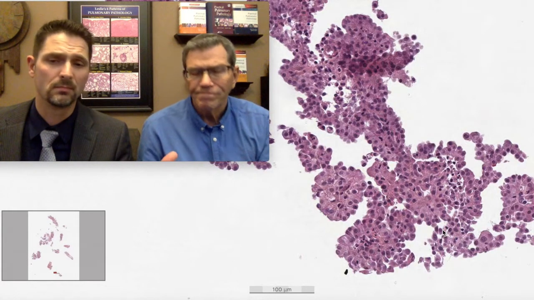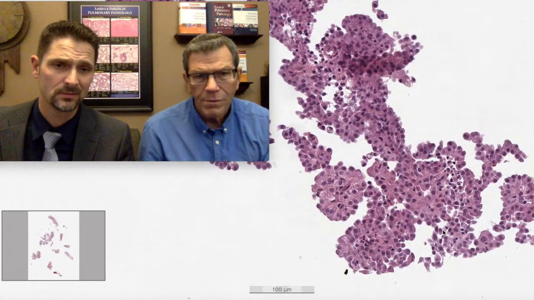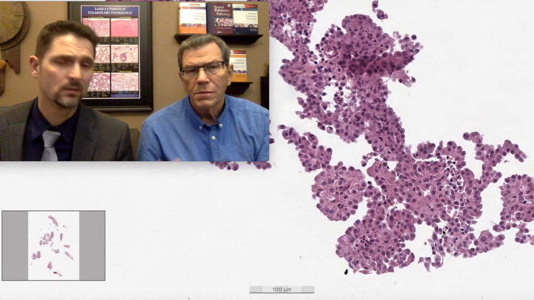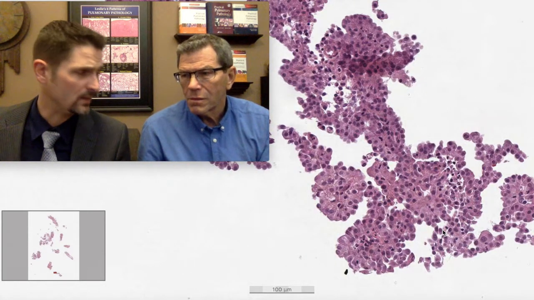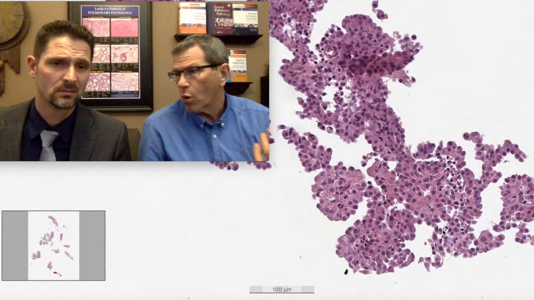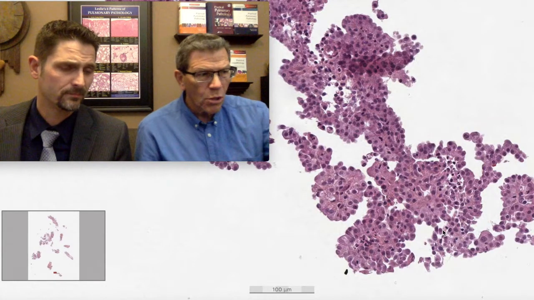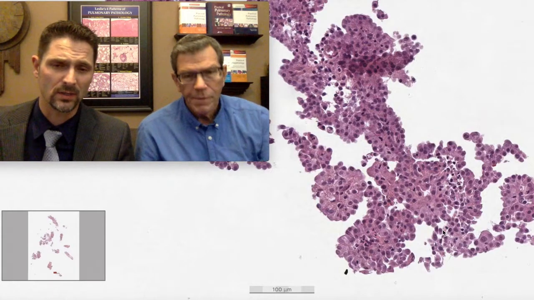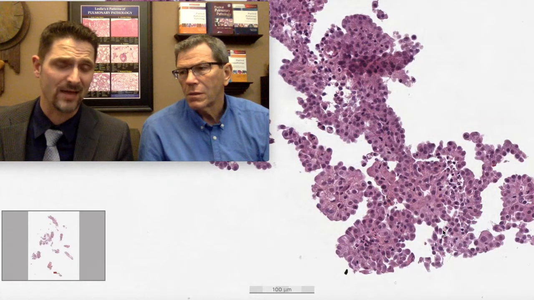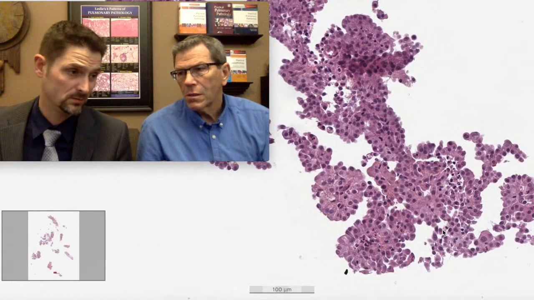Stains supporting mesothelioma: calretinin, D2-40, WT1, CK5/6. That's 4. So we put those down on the sheet, and we'll get those. And then how about stains favoring adenocarcinoma of the lung?